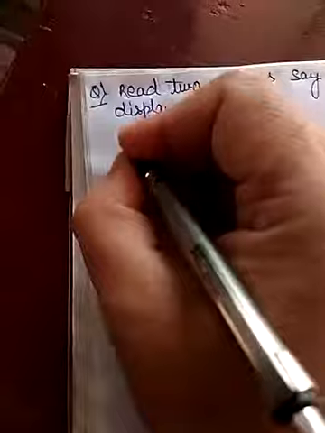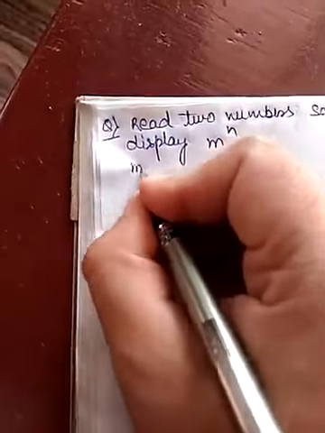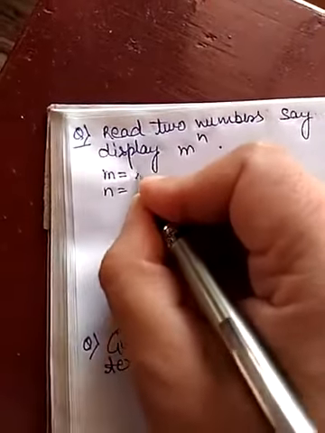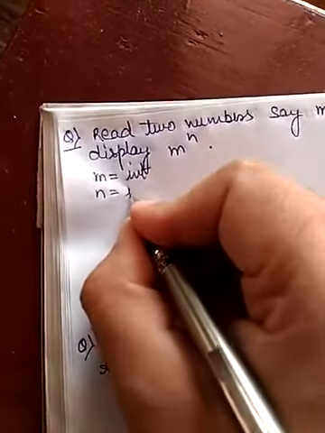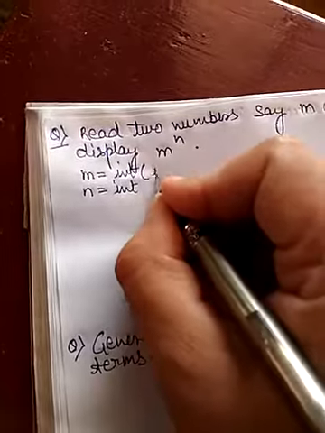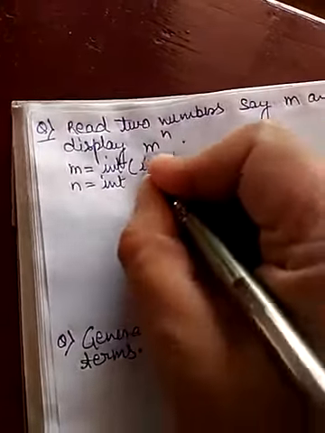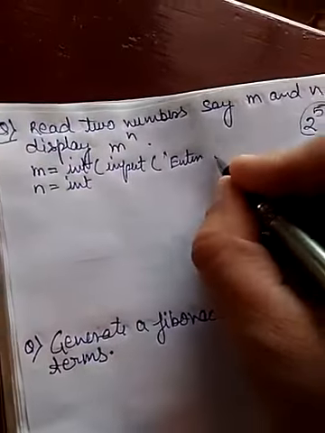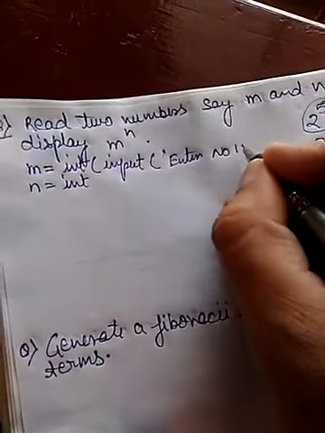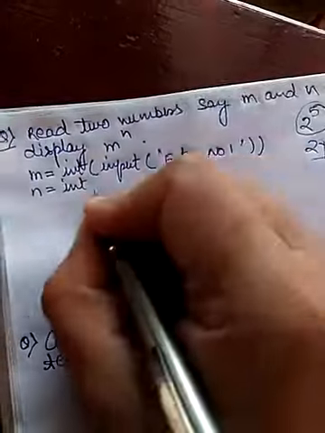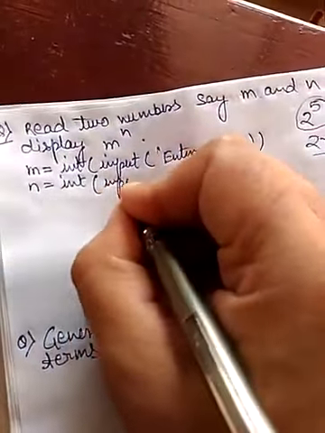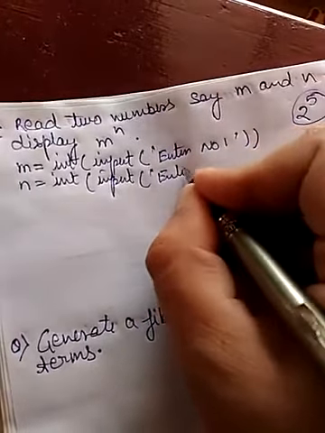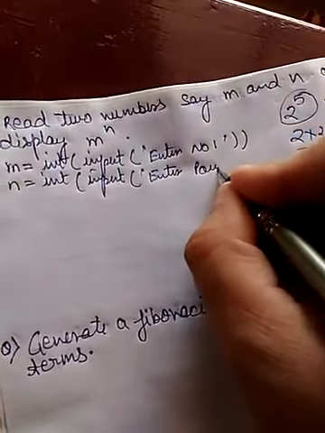So here first we have to read two numbers, let us say m and n. Both are integer values, that's why I am writing int, and I have to input the value, that's why I am writing input. Enter number 1, that is base. Input, that is enter power.